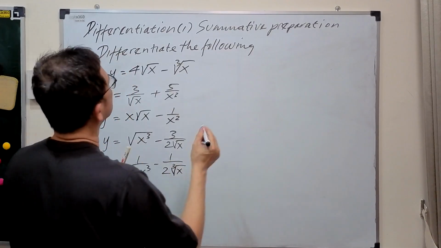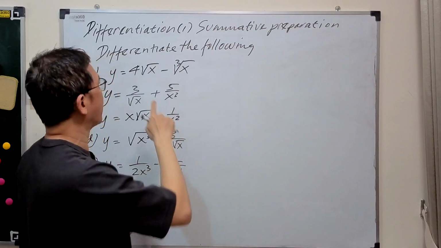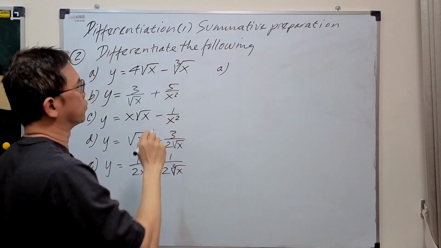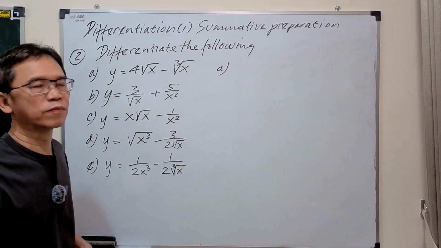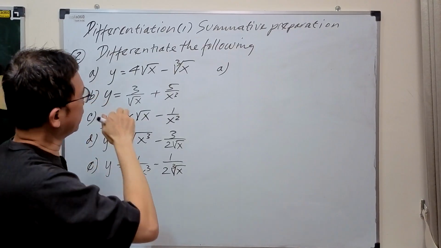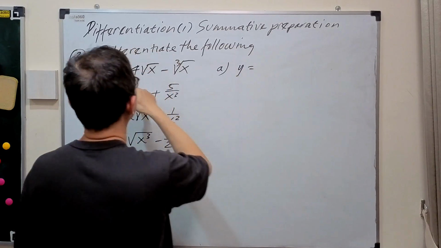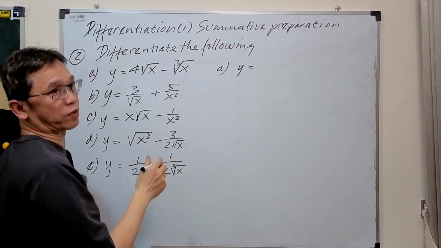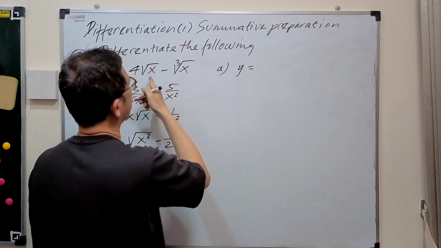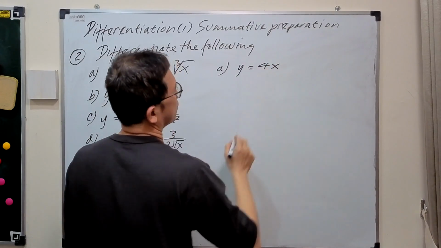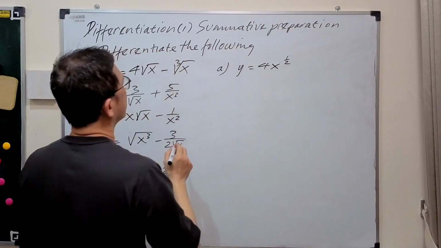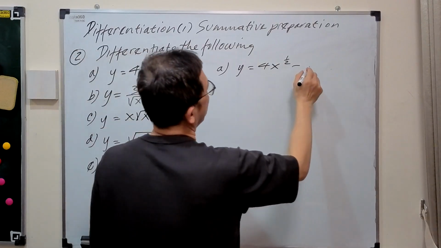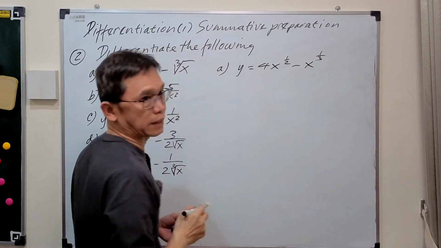Okay, so we will right away answer the question. How to differentiate this all problem? Start with A. For A, express this in the exponential form first. So for root x, this will be x to the power of half. And then for cube root of x, this will be x to the power of 1/3.